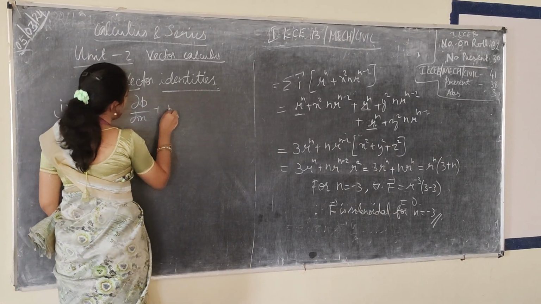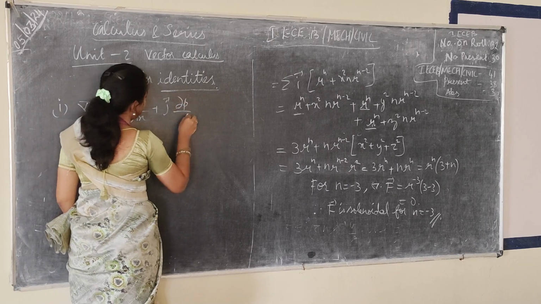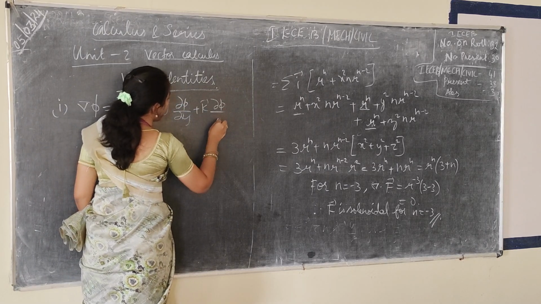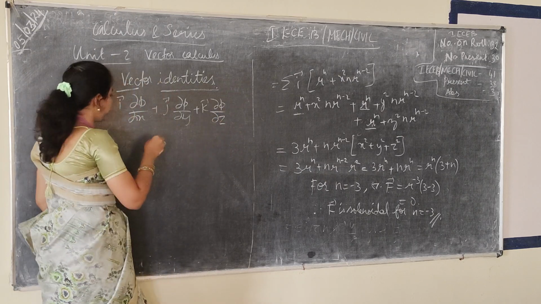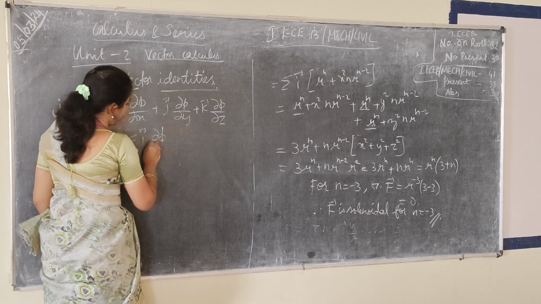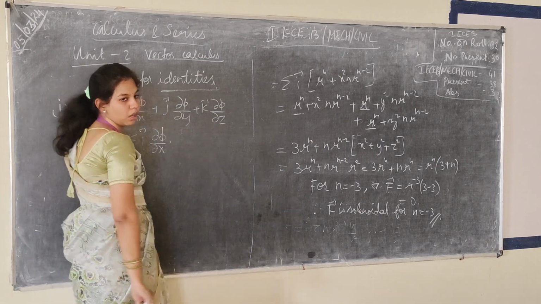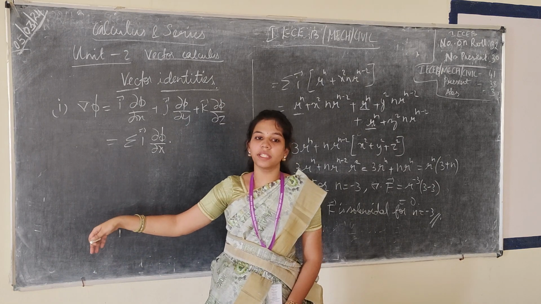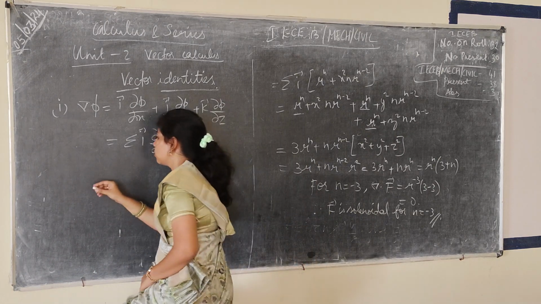Del dot... i vector dou v by dou x plus j vector into dou v by dou y plus k vector into dou v by dou z. So how will you represent it as a summation? Summation of i vector dou v by dou x. It's just a notation for writing the vector identities. You can just take it out.